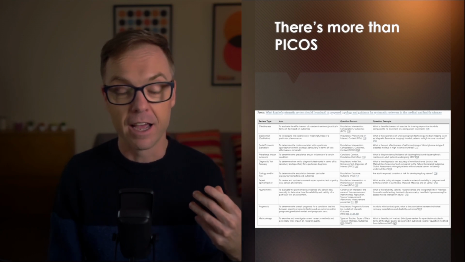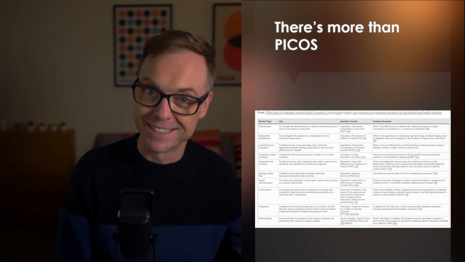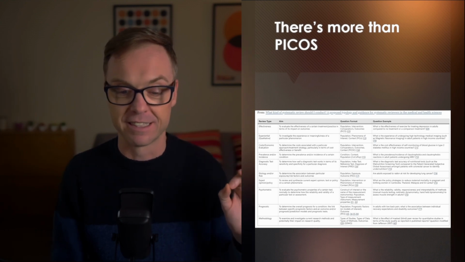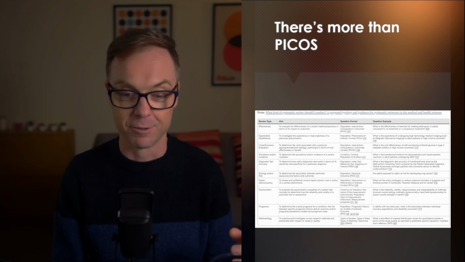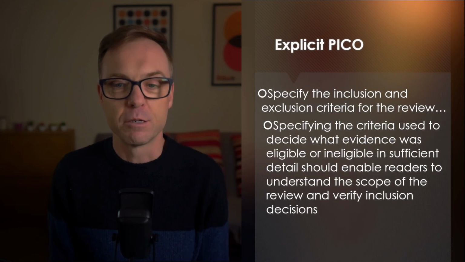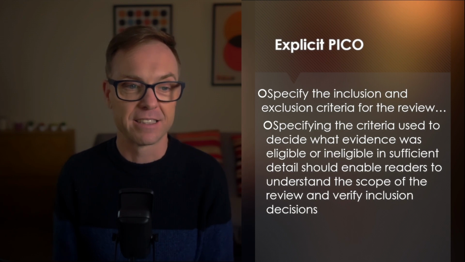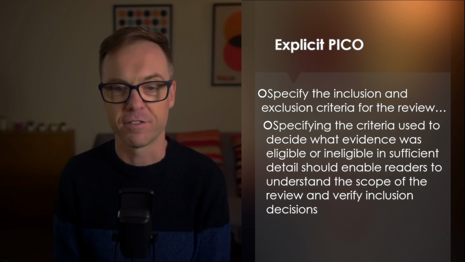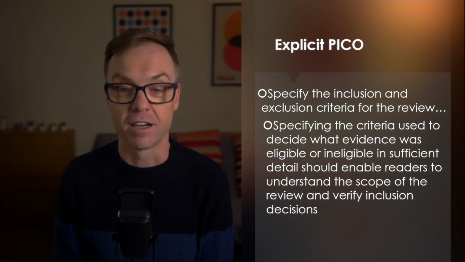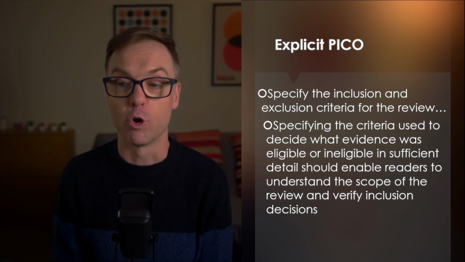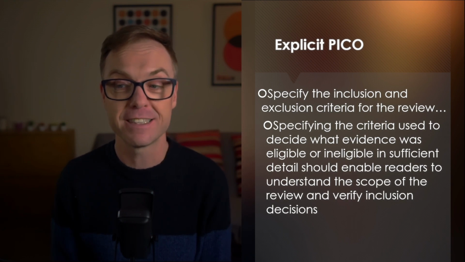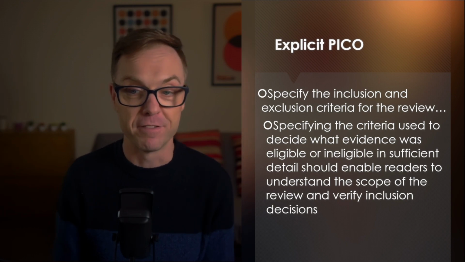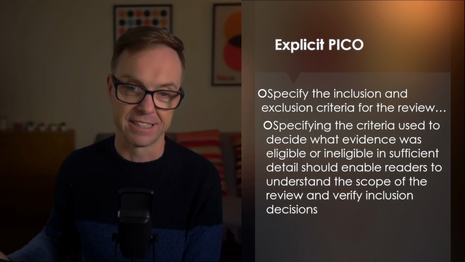So here, in addition to the PRISMA guidelines that I'm going to go into detail for you, there are other guidelines called the Meta-analysis of Observational Studies in Epidemiology reporting guidelines, or MOOSE for short. Essentially what we're looking for is really explicit inclusion-exclusion criteria. So we need to specify the criteria used to decide what evidence was eligible or ineligible in sufficient detail that it will enable readers to understand the scope of review and verify the inclusion-exclusion decisions.